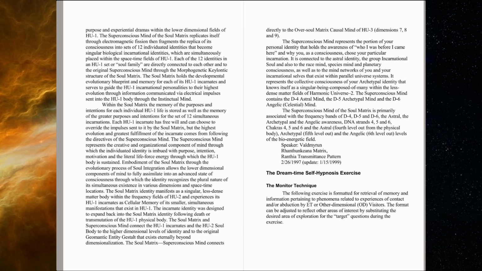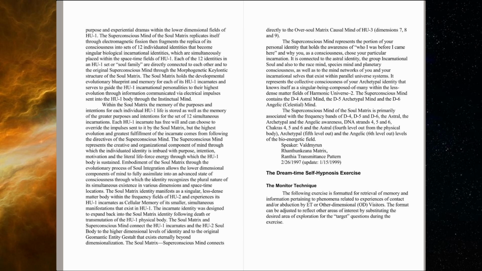The Soul Matrix identity manifests as a singular, less dense matter body within the frequency fields of Harmonic Universe 2 and experiences its Harmonic Universe 1 incarnates as cellular memory of its smaller, simultaneous manifestations that exist in Harmonic Universe 1. The incarnate identity was designed to expand back into the Soul Matrix identity following death or transmutation of the Harmonic Universe 1 physical body. The Soul Matrix and Superconscious Mind connect Harmonic Universe 1 incarnates and the Harmonic Universe 2 soul body to the higher dimensional levels of identity and to the original geomantic entity gestalt that exists eternally beyond the dimensionalization.